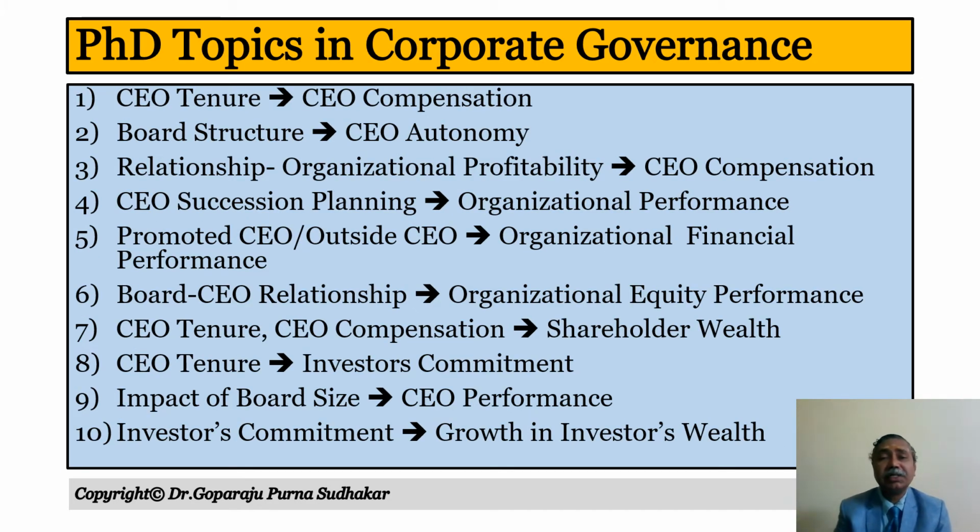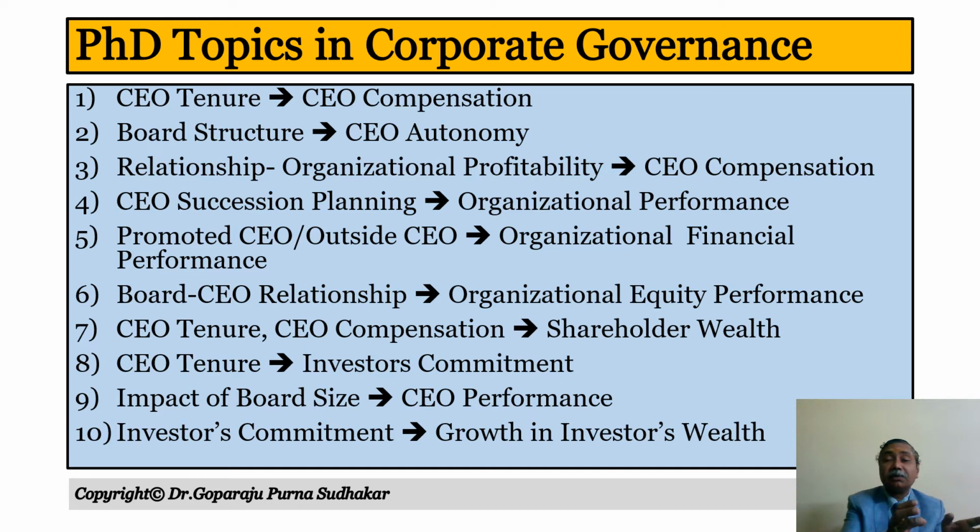Now let us see some of the research topics in corporate governance. See, what all comes into the picture when we say corporate governance? CEO will come, chairman will come, board of directors will come. All these people come into the picture. Right. So CEO tenure, what is its effect over CEO compensation? That means the CEO is in the organization for 5 years or 6 years or 7 years. Is CEO compensation growing because of that?